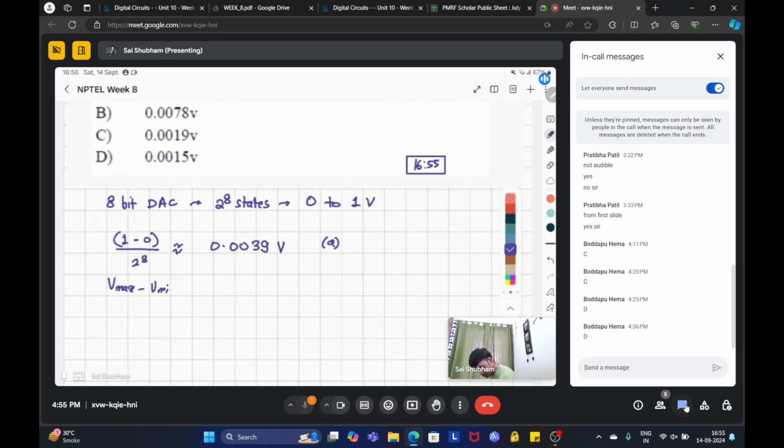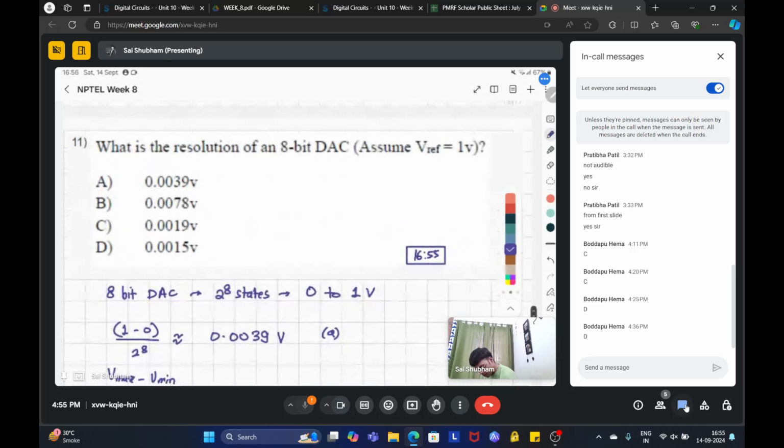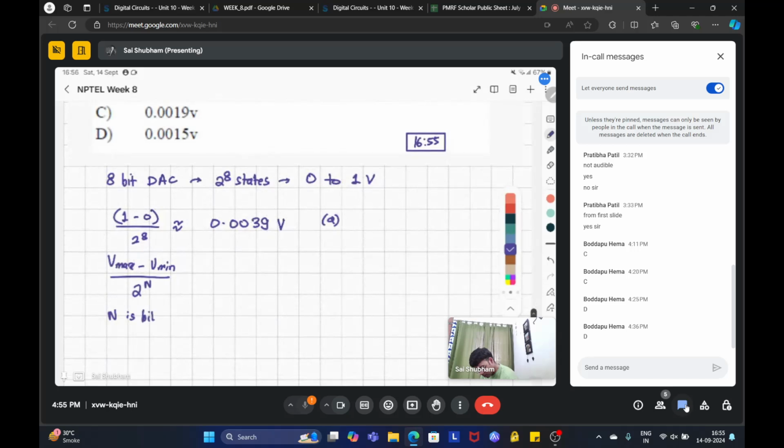V max minus V min by 2 power n, where n is the number of bits.